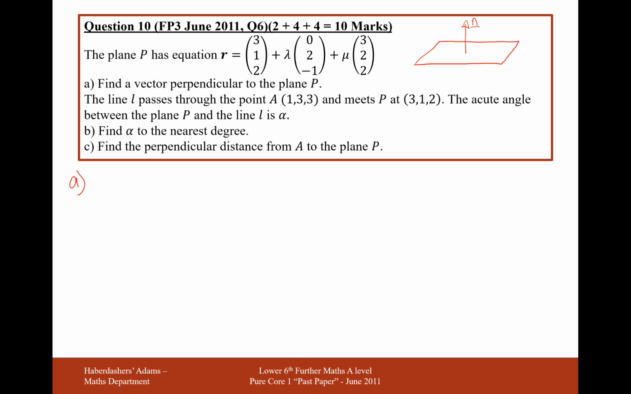So how do we find this n vector from this plane here? Well, what we do is we create three equations, x, y, and z, that correspond to the cells inside these vectors. So obviously the x equation will be formed with these three values, multiplying the 0 by lambda and the 3 by mu, which we'll go ahead and do to start with. So we'll get 3 plus 0 lambda plus 3 mu.